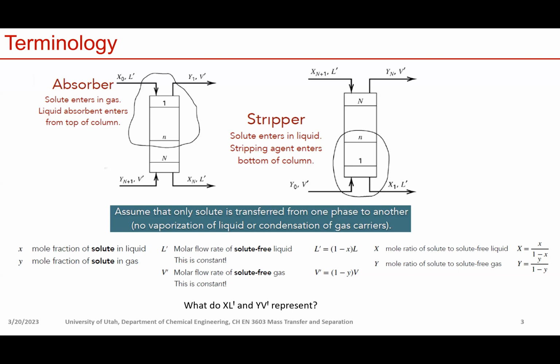And we discussed in this case, capital X times L prime just represents the molar flow rate of your solute in the liquid phase, right? Because if you multiply capital X with L prime, then the 1 minus x here will cancel the 1 minus x there, and you have x multiplied by L. That's the molar flow rate of your solute in the liquid stream. Same goes for Y V prime. That's your molar flow rate of your solute in your vapor phase.